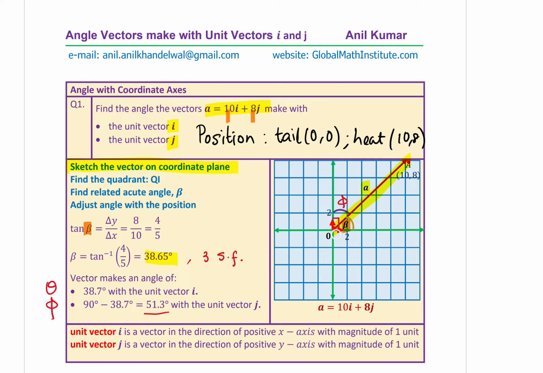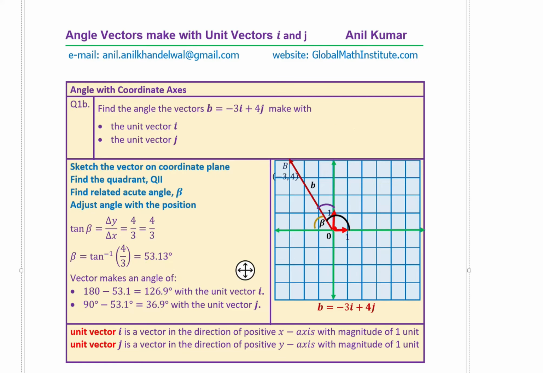In red, I have shown here the unit vectors. Note, the scale is each square equals 2 units. And therefore, we get this point A as (10, 8). Once again, unit vector i is a vector in the direction of the positive x-axis with the magnitude of 1 unit, and the unit vector j is a vector in the direction of the positive y-axis with magnitude of 1 unit. Clear? Now let's take the next example.